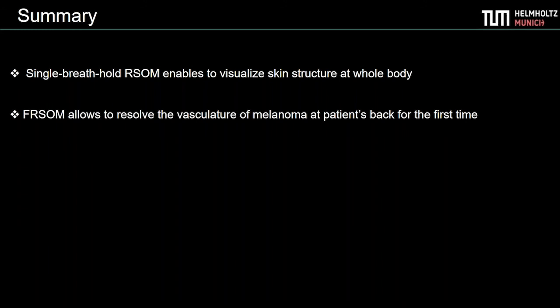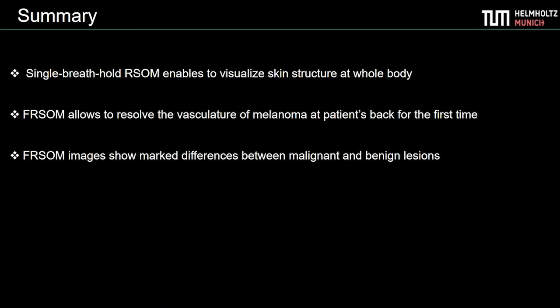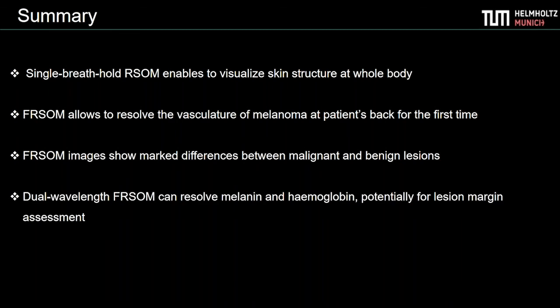And also this fast RSOM allows us to resolve the vasculature of melanoma on the patient's back for the first time. From the RSOM image, we see a clear difference between the malignant and the benign lesions. And then we also implement the dual wavelength fast RSOM, which can resolve the melanin and hemoglobin. This can potentially be used for lesion margin assessment.